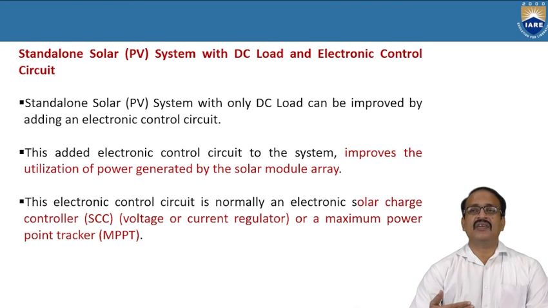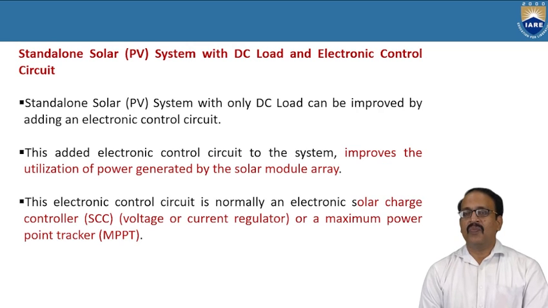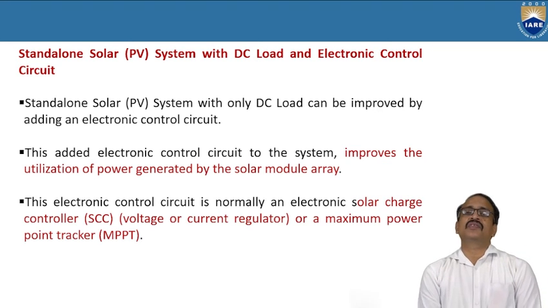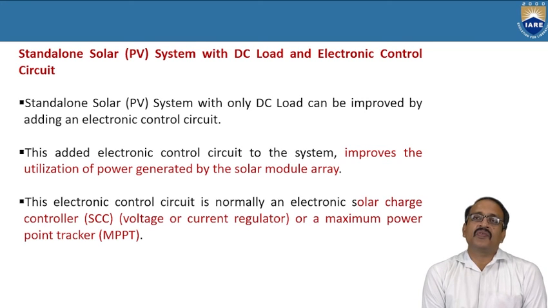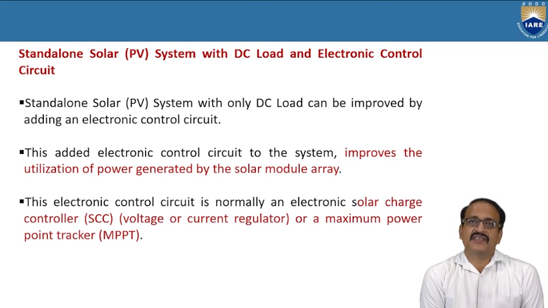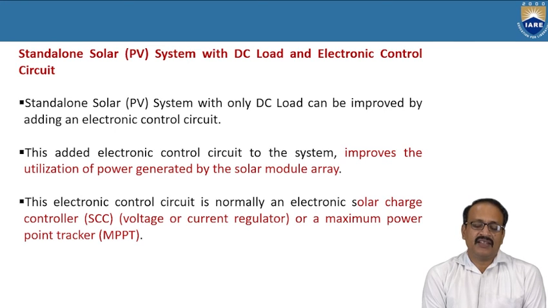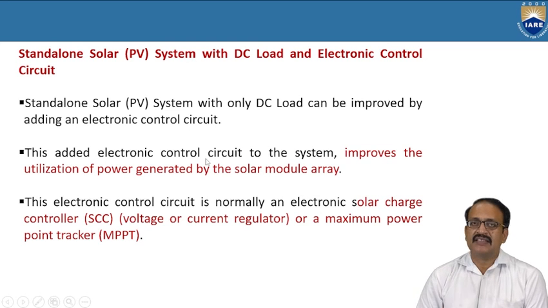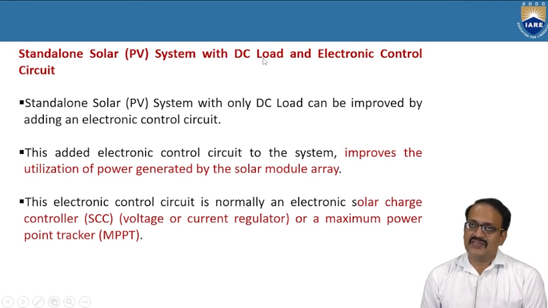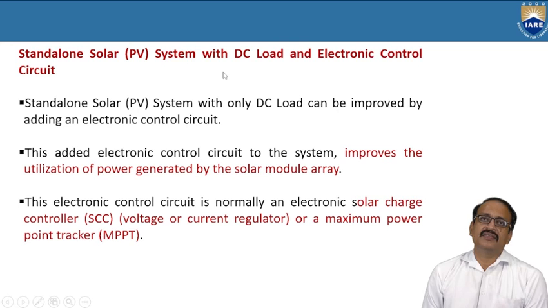So next we have gone to a better version, so more appliances. We can use more appliances if you simply add an electronic circuit which will regulate the supply or act as a maximum power tracker. So what extra thing came between the previous type and this type? That is the electronic circuit. The remaining PV array is the same and the load is the same, but the new thing is the electronic control circuit.